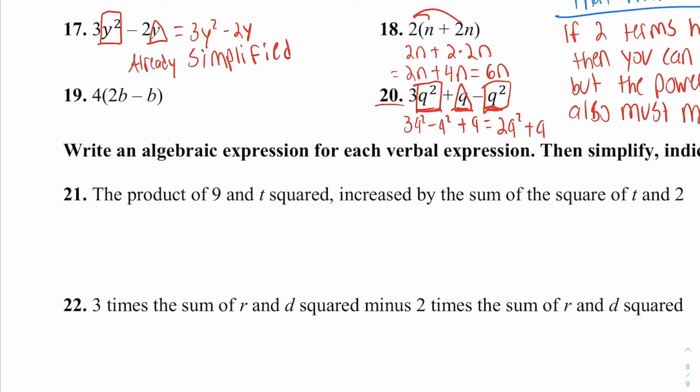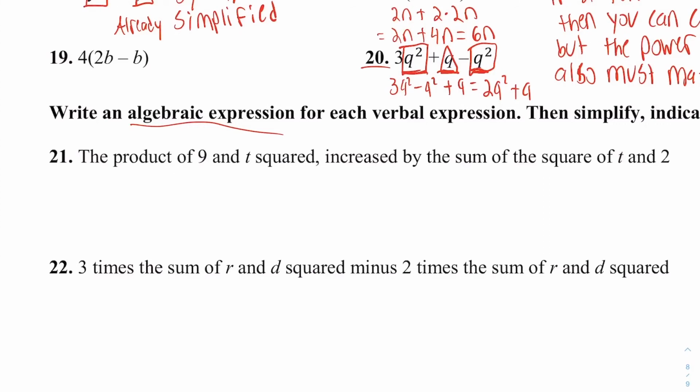And the last ones, it wants you to write an algebraic expression. If we're writing the algebraic expression, that means we're going to turn words into math, which means the numbers and the letters. So the product. Product means we're going to multiply something. It says we're going to have the product of 9, so we put 9, and t squared. So 9 and t squared are going to be multiplying. So I put the letter T and squared it. The next part of the sentence says increased. So that means I'm going to add together.